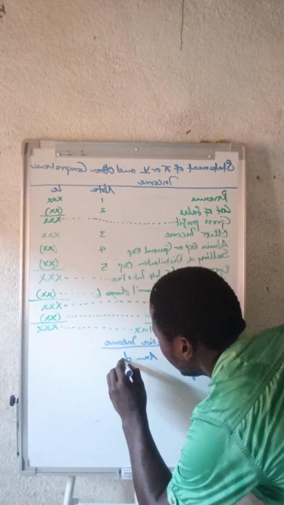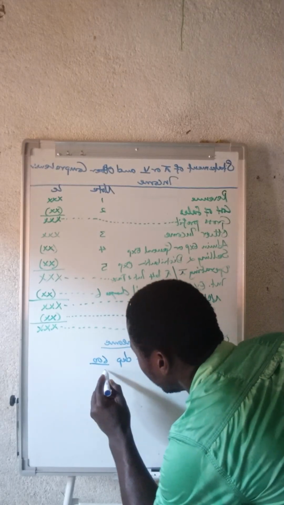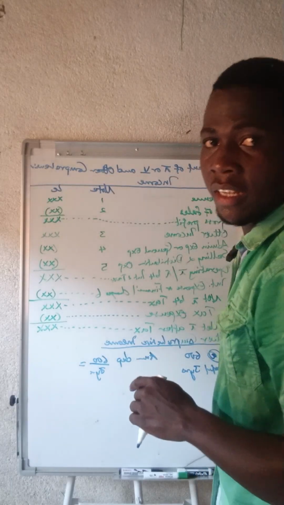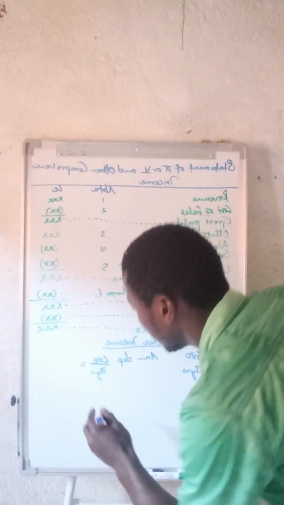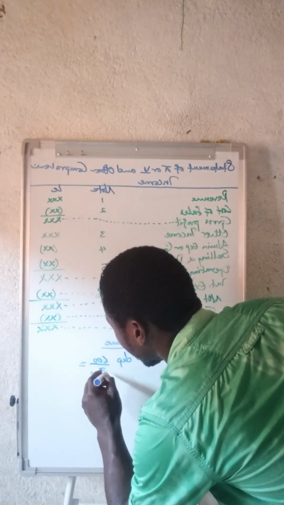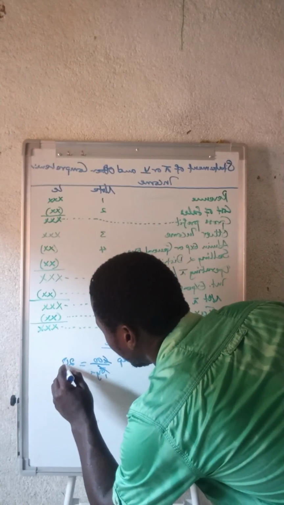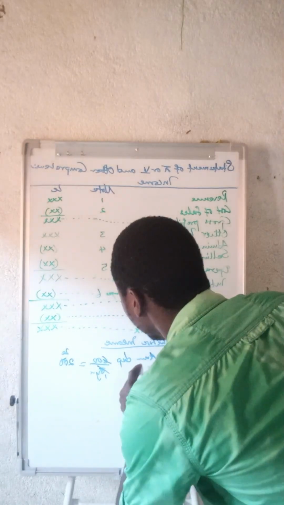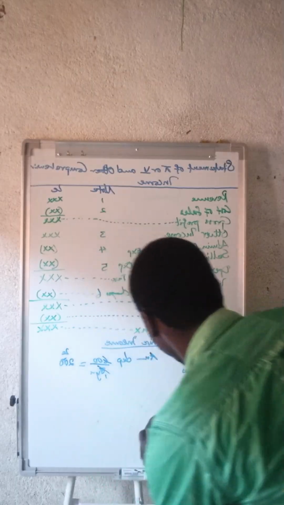The depreciation charge per annum is the 600 divided by the useful life of 3 years. That gives us 200 euros. So this is the annual depreciation charge.